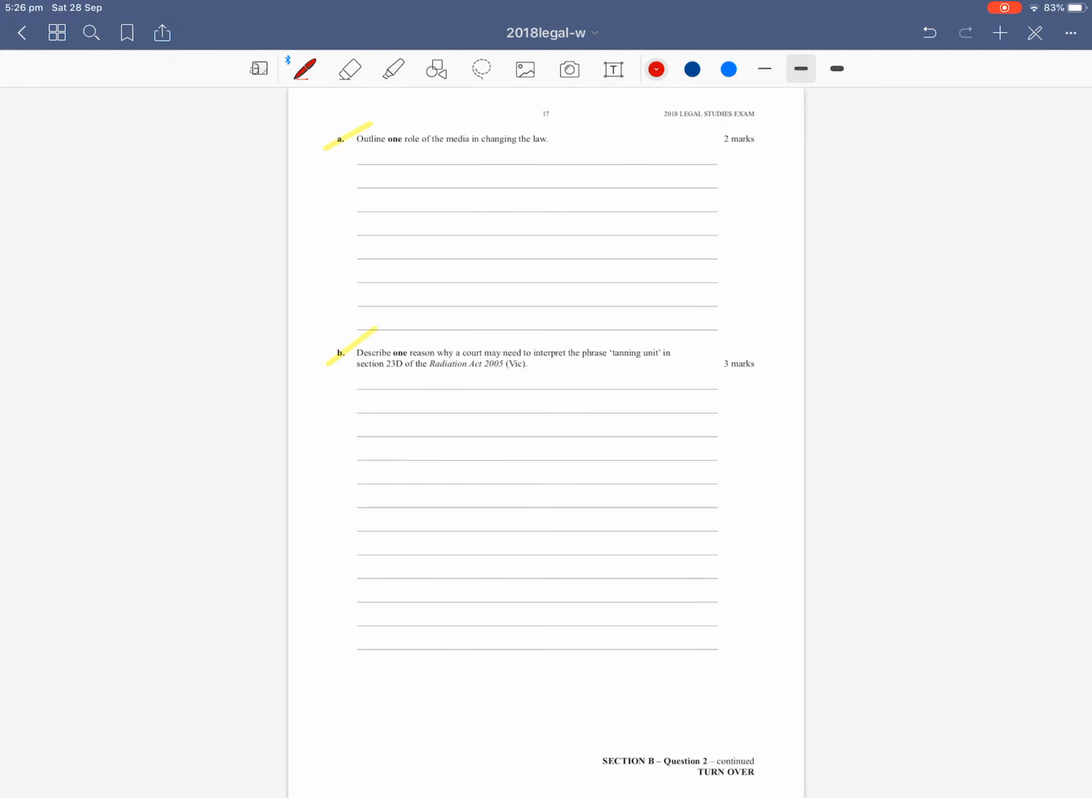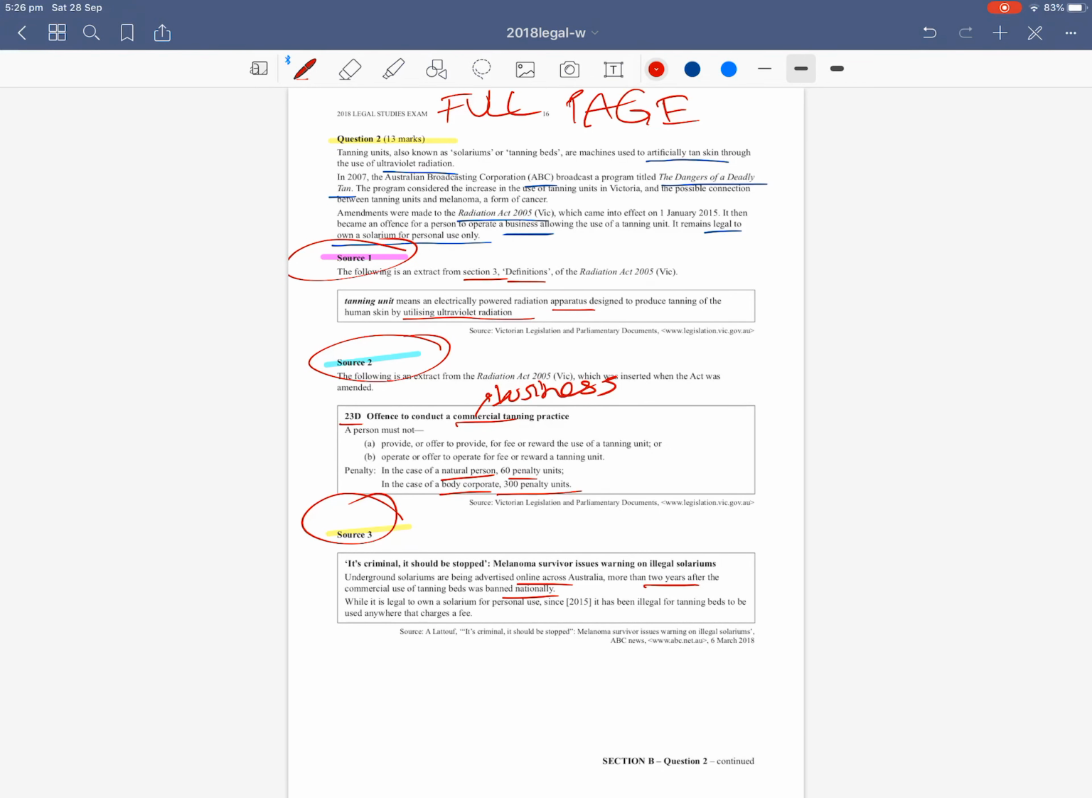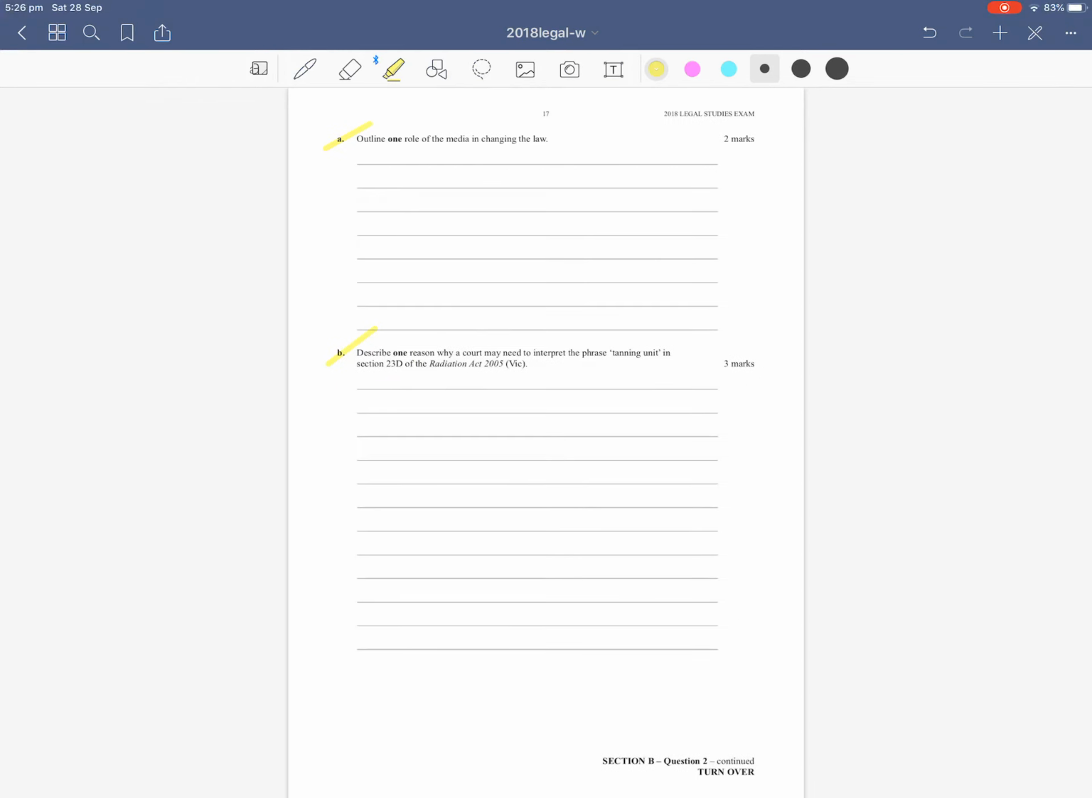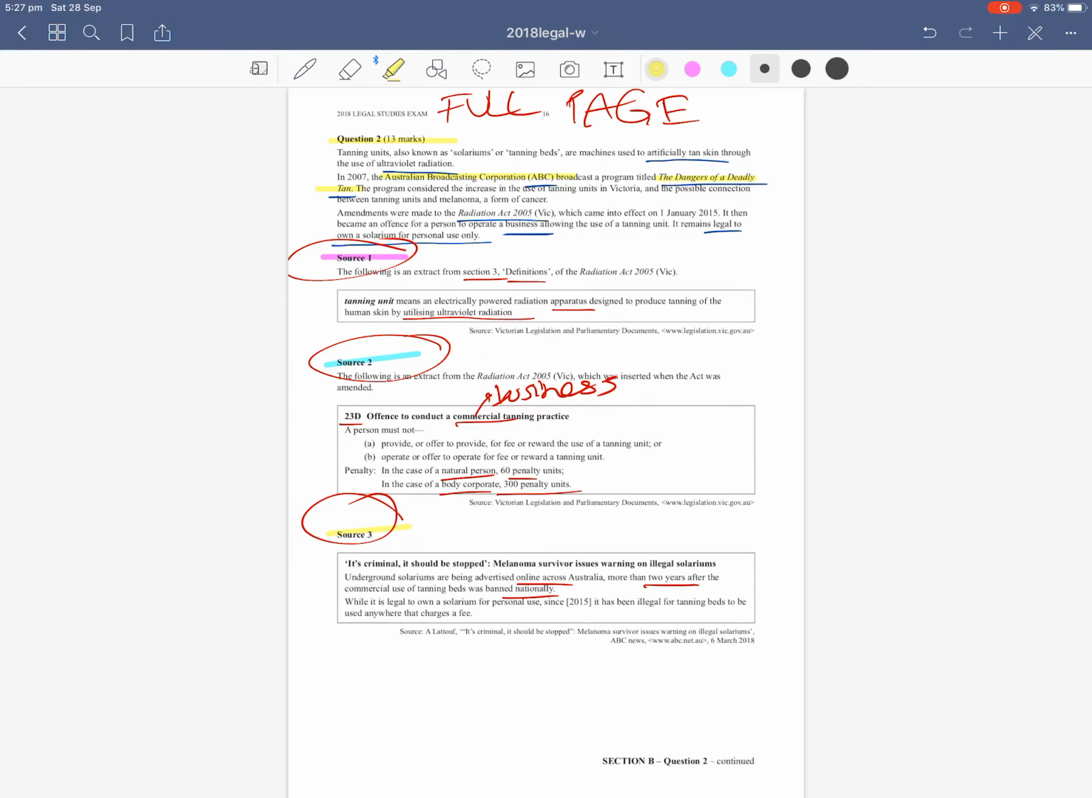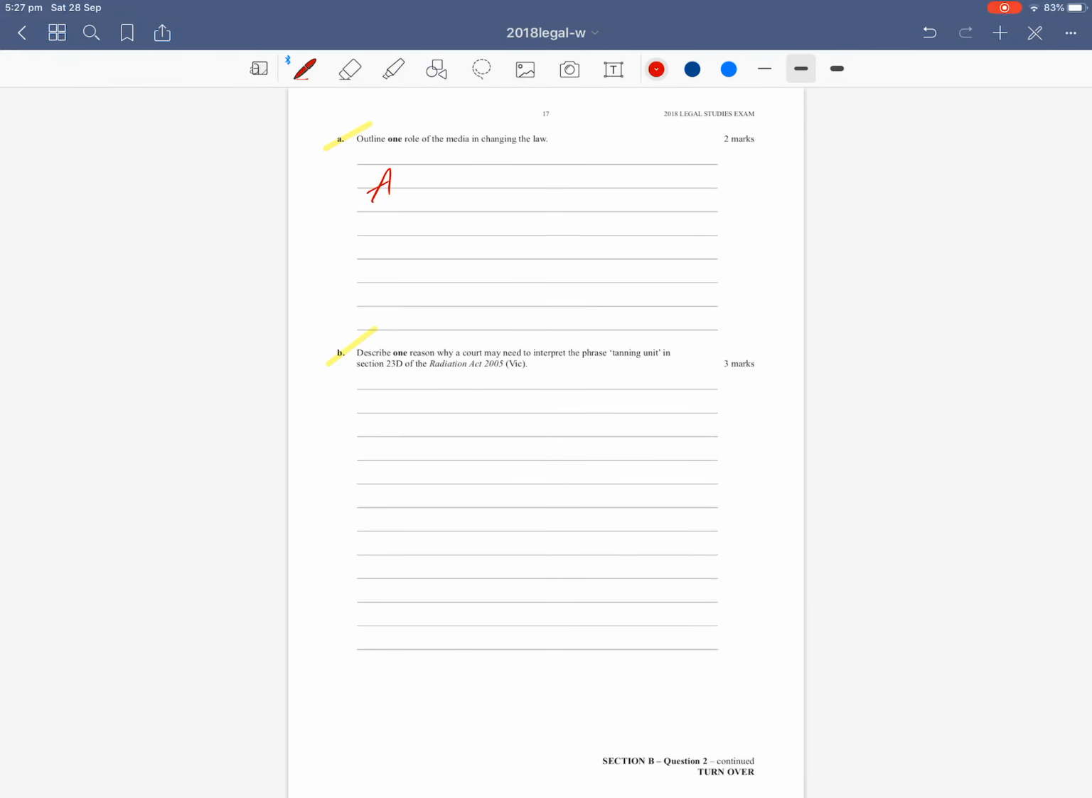So, let's go through. Outline 1 role of the media in changing law. Now, you know how we were looking at this before? What stood out to me was, and I've underlined it here, the ABC had broadcast a program called The Dangers of a Deadly Tan. So the use of media, traditional media in this case, got a message out. It was saying that this is what it's doing and it's causing cancer. You need to make that link back to the case study by referencing ABC. And even, wouldn't hurt you, The Dangers of a Deadly Tan.